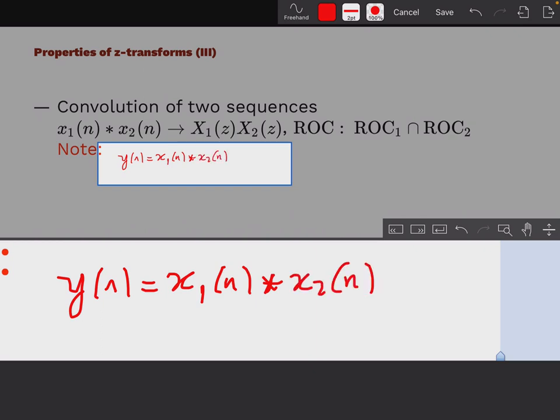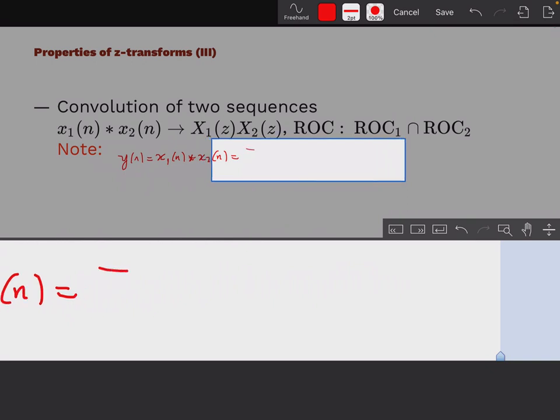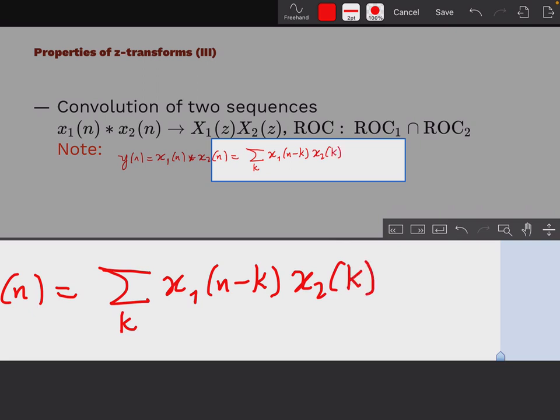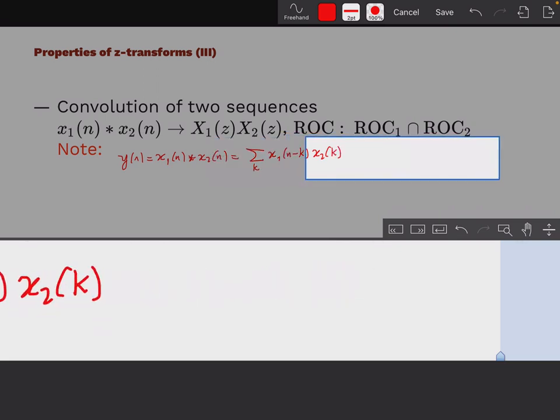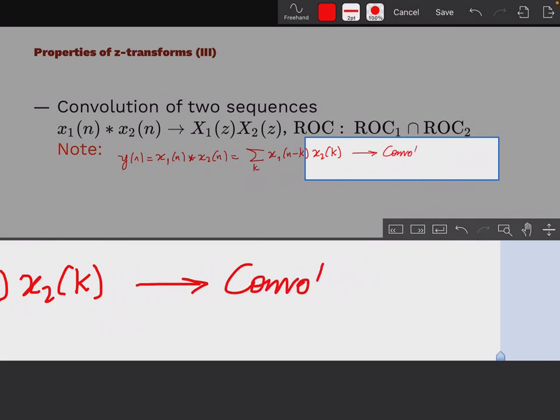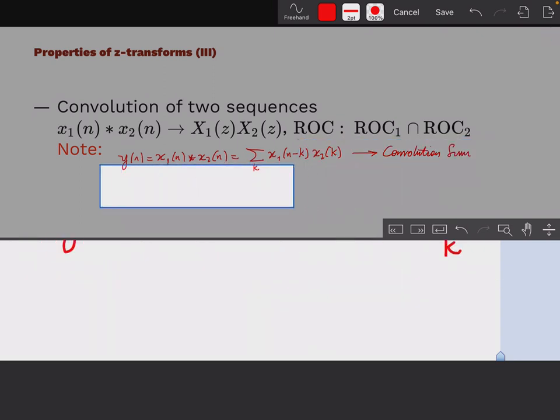So let's write this as a convolution sum, if you like. And if you remember from last week, this is the sum of x1 of k, x2 of n minus k. Right? So, for you to remember, this is the convolution sum. Okay, so we're going to move forward and get the z transform of this.